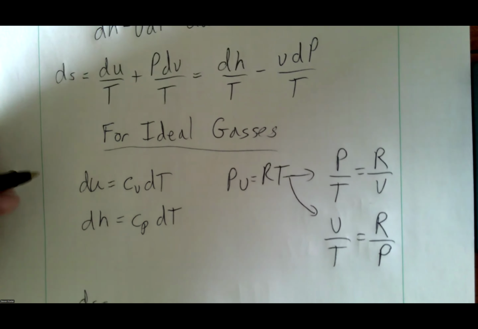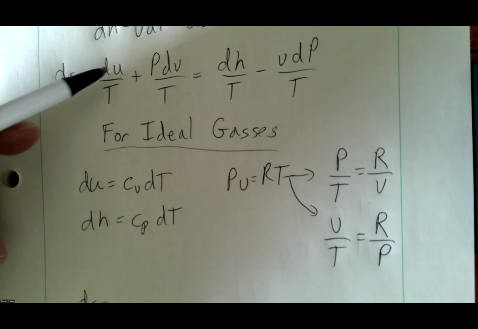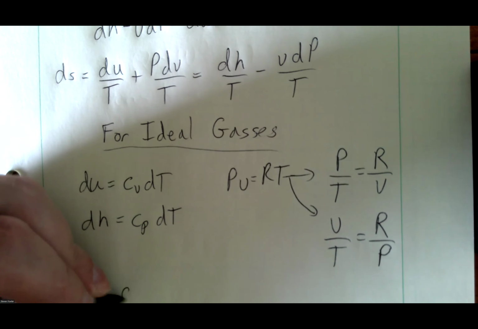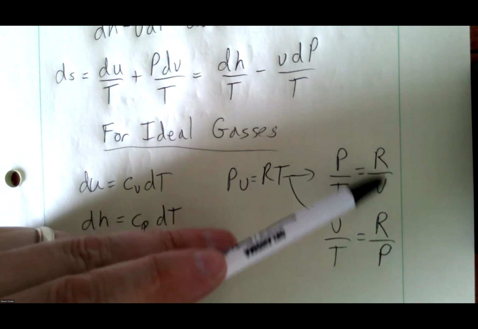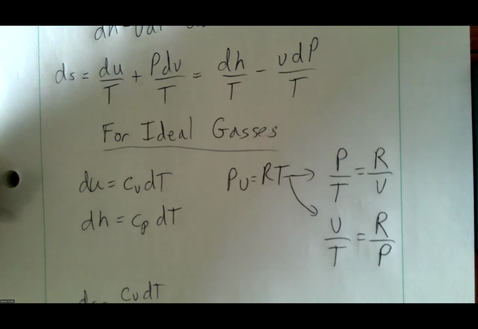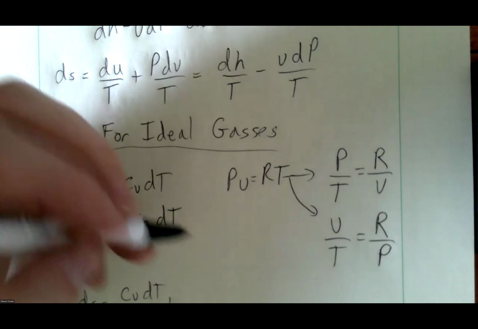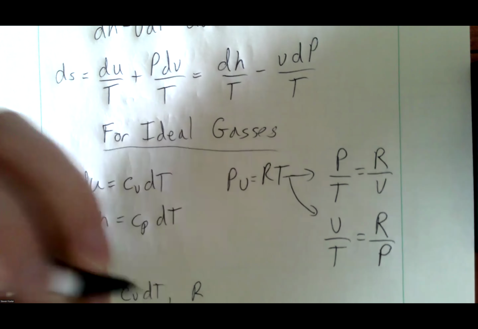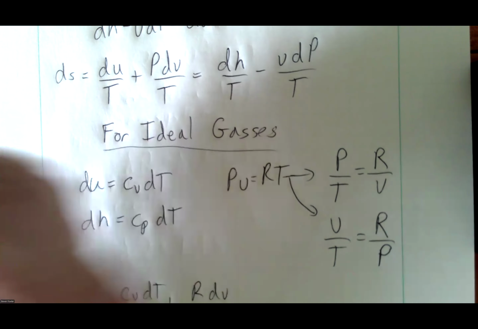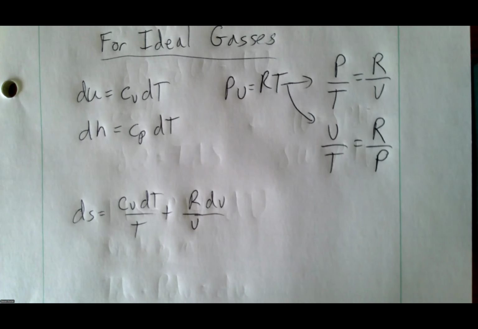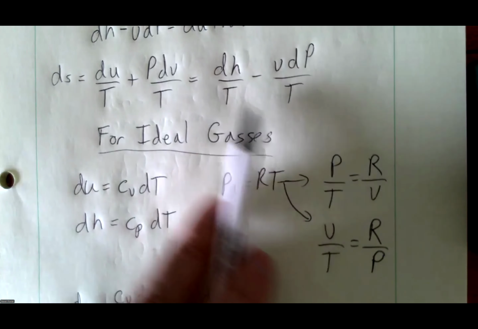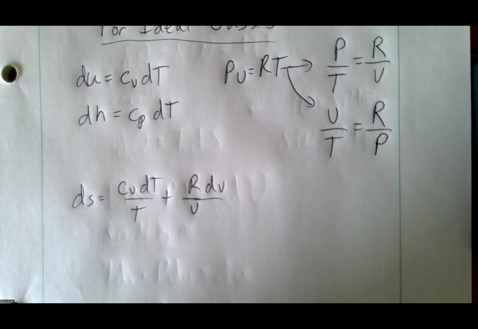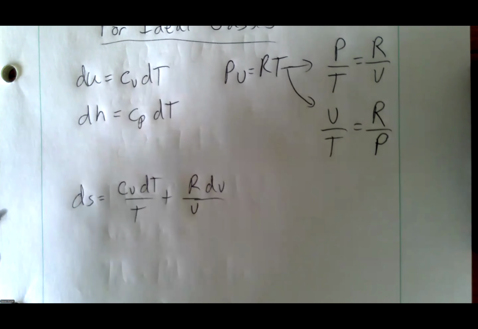So let's plug in. I'm going to say ds instead of du. I'm going to plug in C sub V dT. So ds is equal to C sub V dT over T. And then I'm going to plug in R over V for P over T. So this is plus R over V dV. Right? So let's work with this left-hand side first, and we'll worry about the right-hand later. Let's worry about this left-hand side first. Okay.